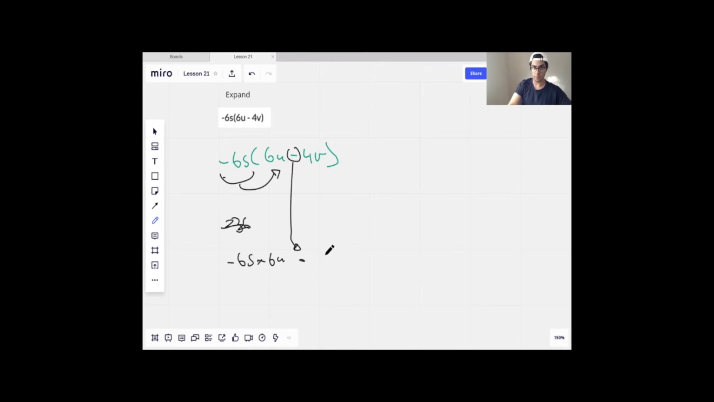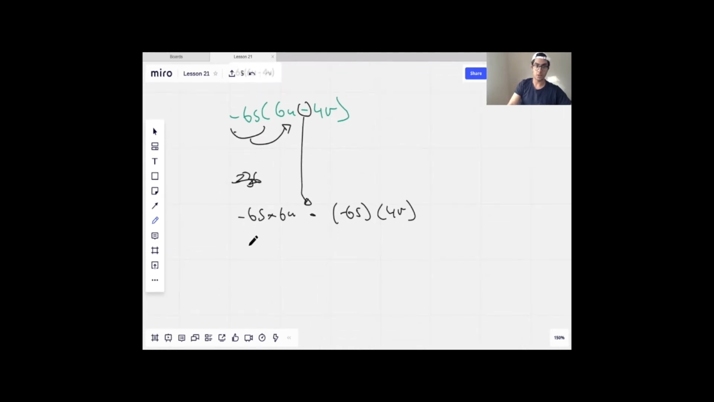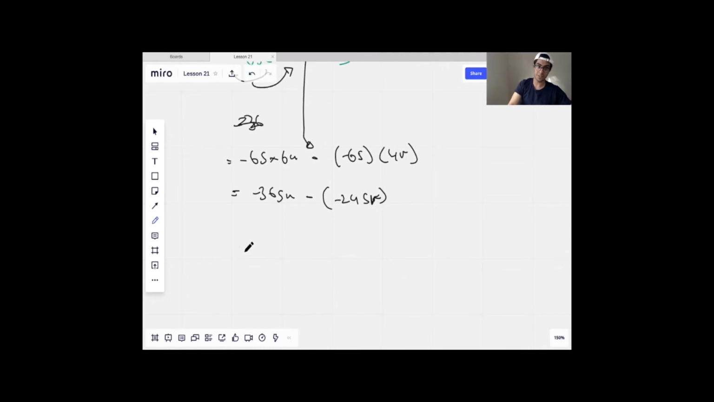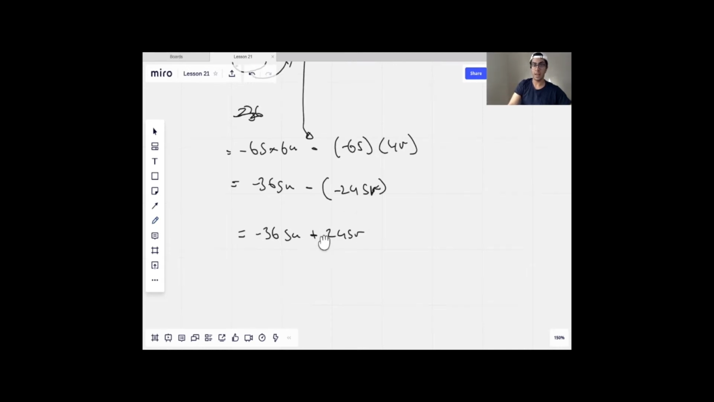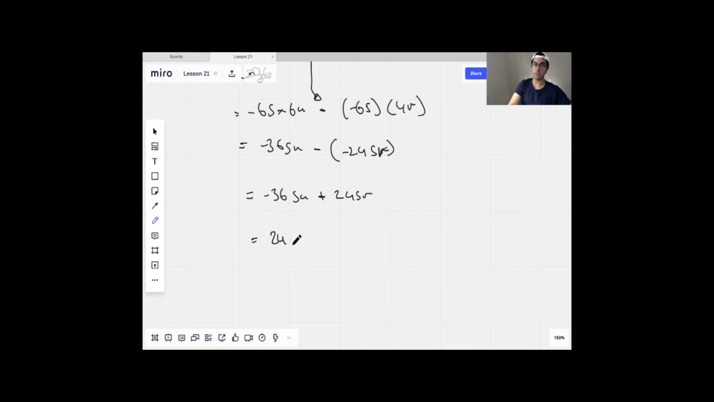Let me do minus 6s times by 4b. Here we can do minus 6 times 6, minus 36, and then s times u, we can just write that as su if we remember, and then minus 6 times 4, minus 24, and then sb. And if we remember, two minuses make a positive, minus 36 su plus 24 sb. A lot of the time, people like putting the positive one first, so 24 sb minus 36 su, to get this right here. And that's our answer there.